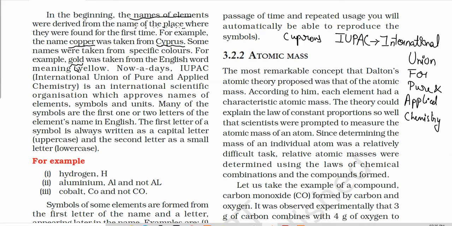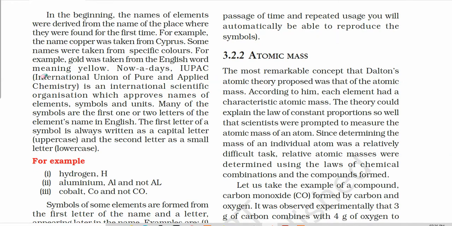This particular council decides the different names and the different rules and regulations for chemistry all over the world. IUPAC is the committee which decides and approves the different elements' names, symbols, units, and rules and regulations for chemistry. Nowadays it is carried out using this committee only.